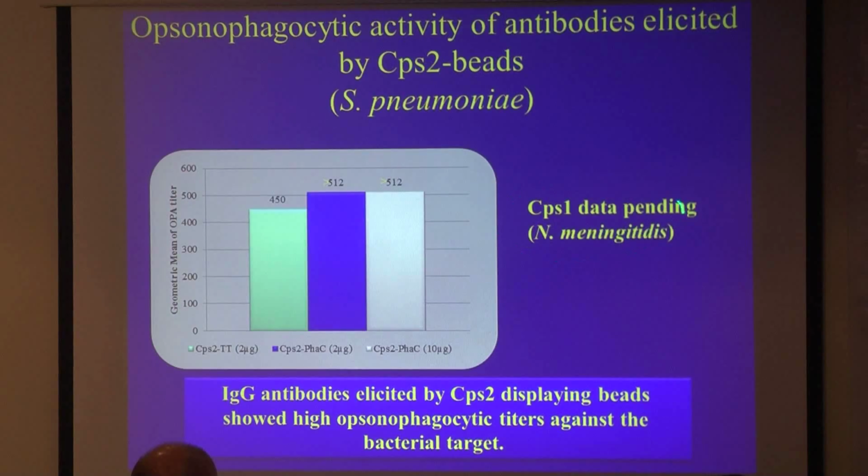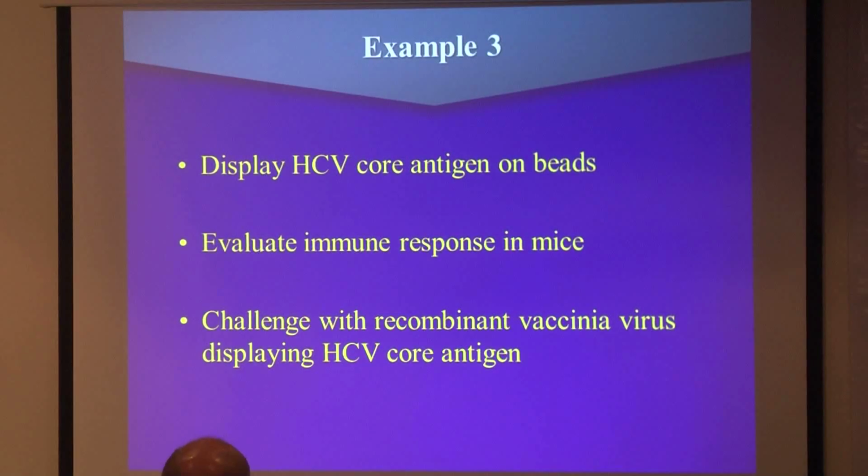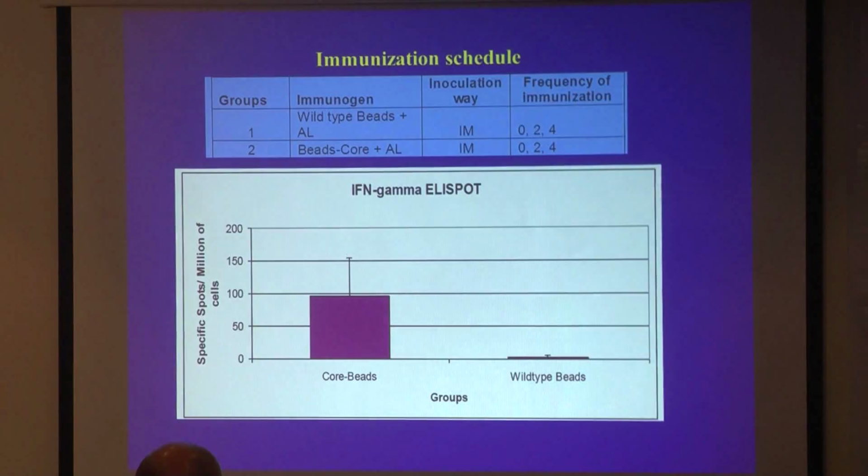We did not do the CPS from Neisseria meningitidis yet. Example 3 is HCV, where cell-mediated immune response is critical as well. We took the famous core antigen, all informed from the literature in collaboration with a group in Cuba. We looked at the immune response in mice, and we did challenge experiments using the recombinant vaccinia virus.